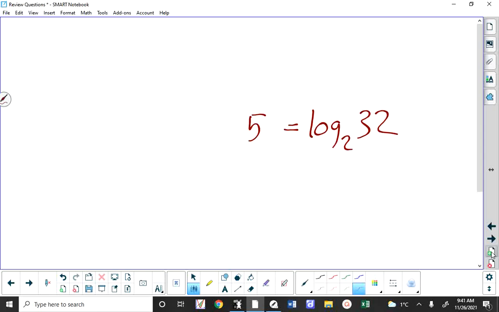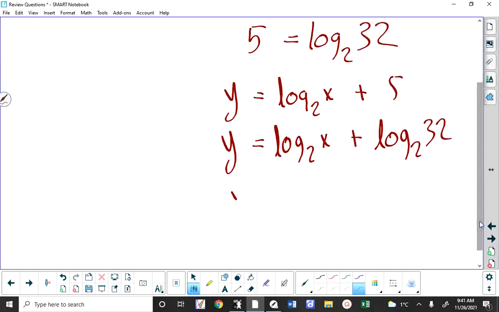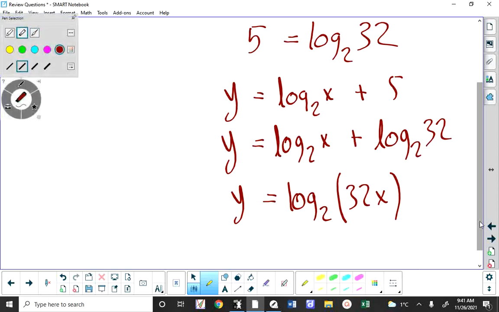which means that the function y equals log base 2 of x plus 5 is the same as y equals log base 2 of x plus log base 2 of 32. And since those are the same base logarithm, we can put these together as log base 2 of 32x. Because the sum of separate logarithms is the logarithm of the product of the separate arguments. So when you compare these two functions, which I'm going to highlight both in blue because they're identical functions, this is exactly mathematically the same as this.